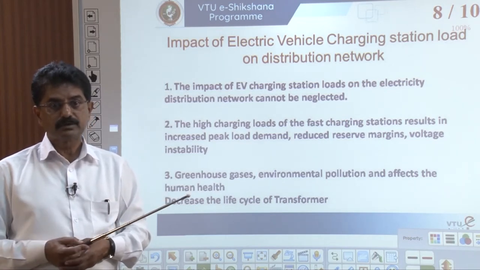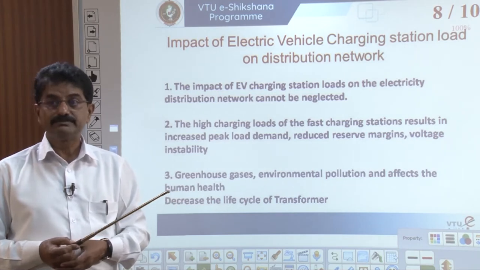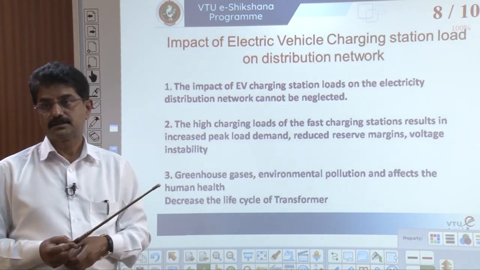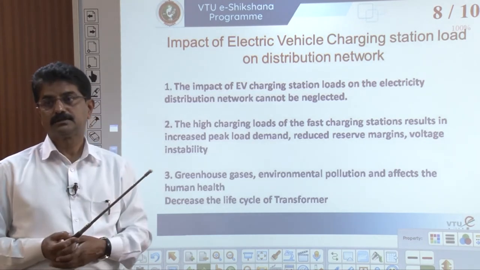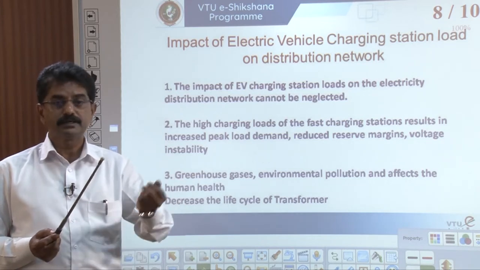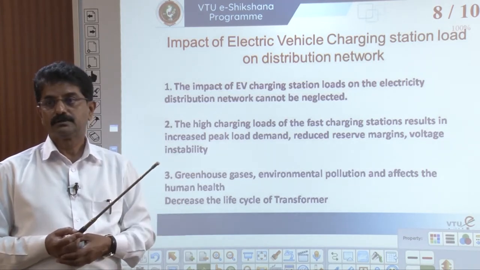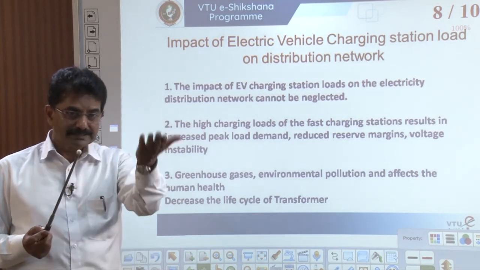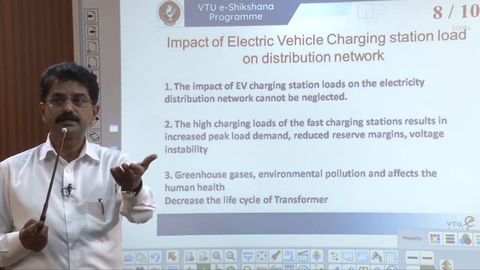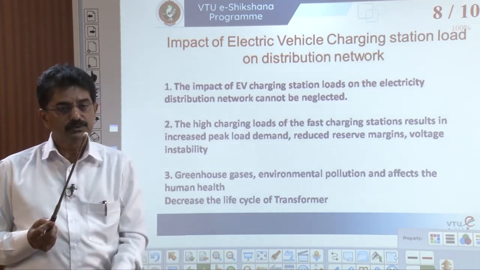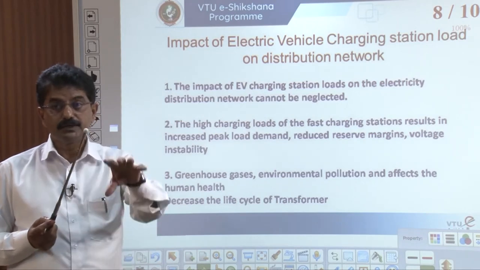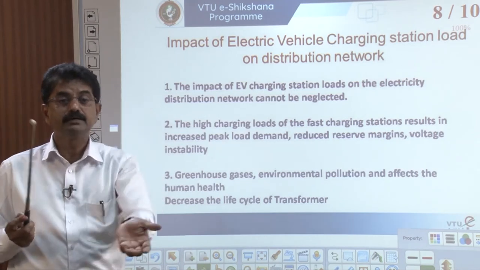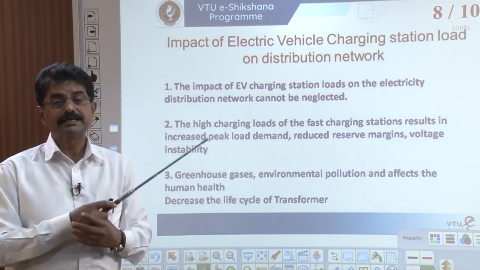Reduced reserve margins, voltage instability. It is very difficult to get a constant voltage. When the batteries are put into charging conditions, there are variations in the voltage. Just before, the voltage was 220 or 230 volts. When all the batteries are put into charging condition, the voltage decreases. Maybe 230 or 220 or 211 or 200. So there is a variation in the voltage. We need to get a constant voltage. Electrical engineers have to think about how to maintain a constant voltage even after the electric vehicles are put into a charging condition.